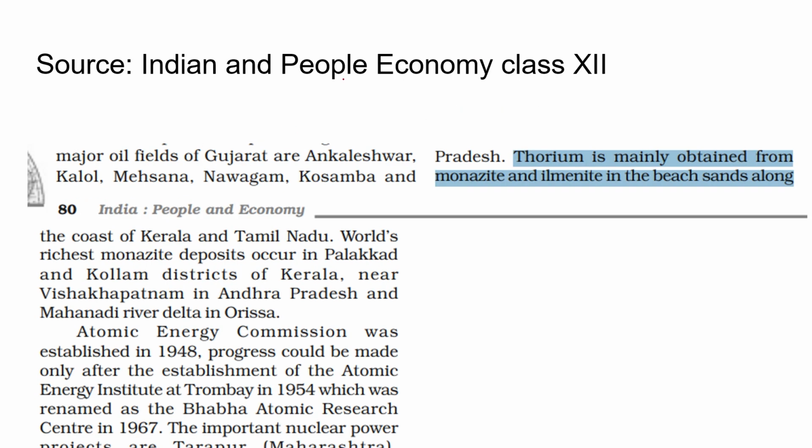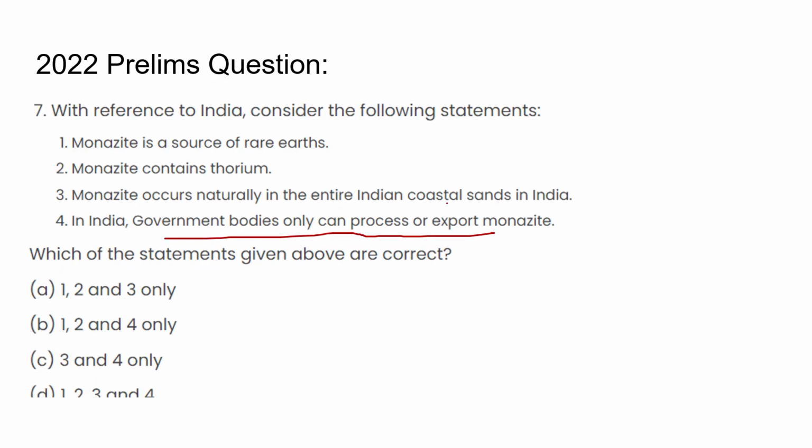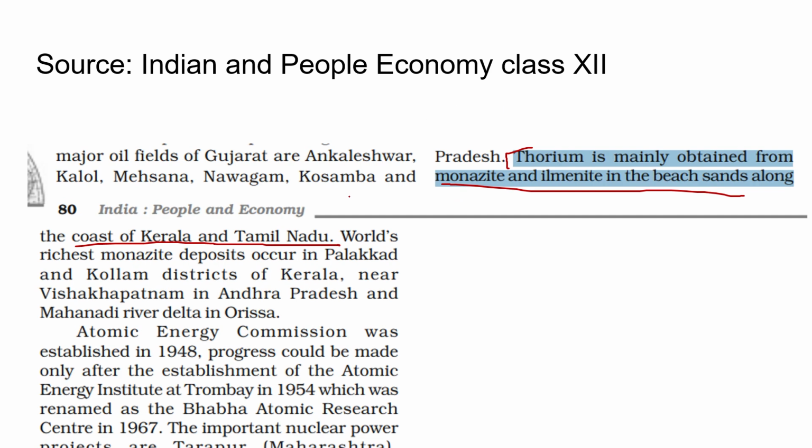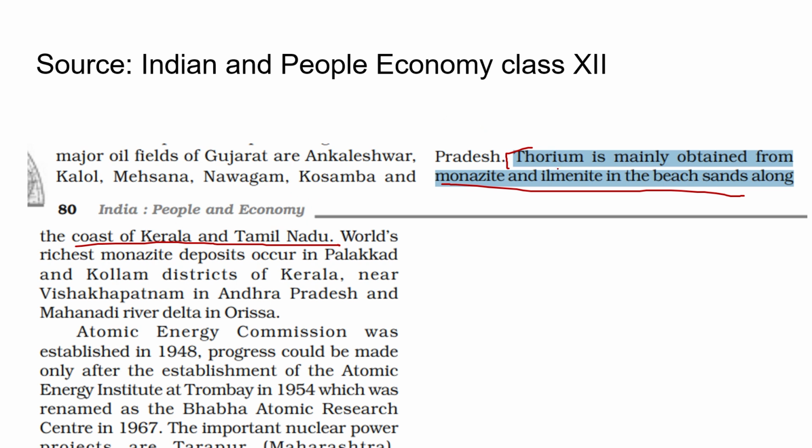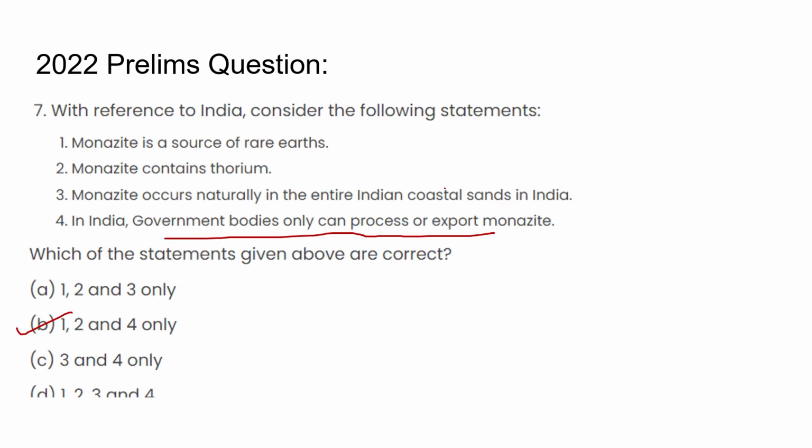If you see again the class 12th NCERT, India People and Economy, it is mentioned that thorium is mainly obtained from monazite and ilmenite in the beach sands along the coast of Kerala and Tamil Nadu. Here it is the entire Indian coastline, so that statement is wrong. It is present in Kerala and Tamil Nadu. So where 3 is there, that is wrong. Only option remaining is B, 1, 2 and 4 is correct. Along with that, even here it is mentioned thorium is mainly obtained from monazite, so monazite contains thorium. So option 2 is right. This is the correct answer.